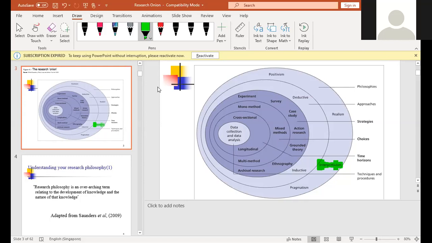So what is your approach, inductive or deductive? Inductive. Very good, inductive. What is your approach, strategy? It will be a case study.